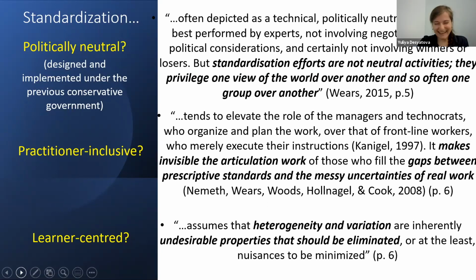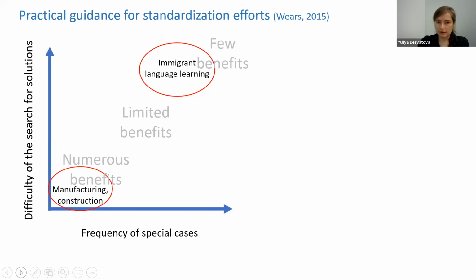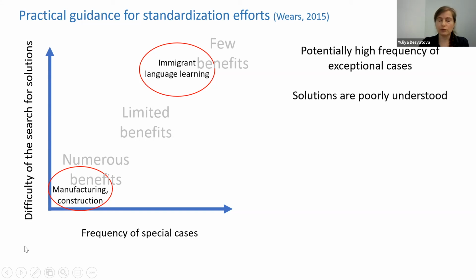We see this tendency to almost minimize diversity instead of welcoming it and addressing this diversity. So in addition to criticizing the standardization effort, the author offers us guidance into what kind of context standardization can produce more benefits in and where it is unlikely to produce more benefits. So the higher the frequency of special cases, we can call it diversity in the LINC class or among teachers, and the fewer clearly delineated solutions, the fewer benefits the system will get from standardization.